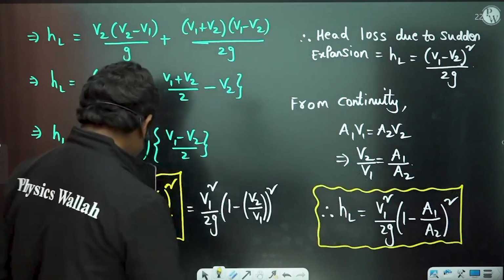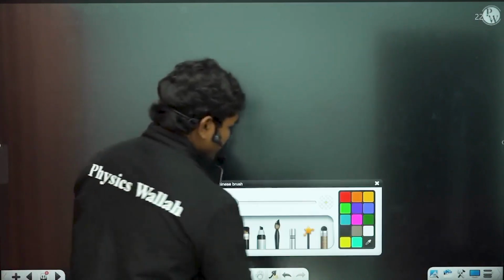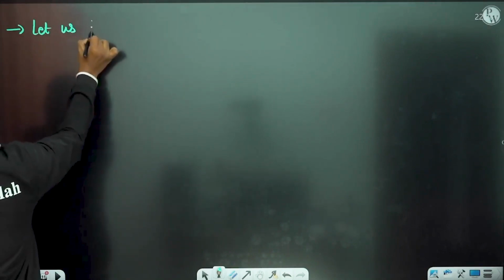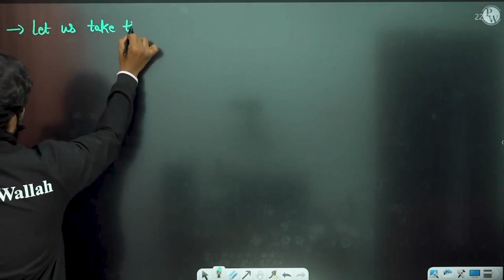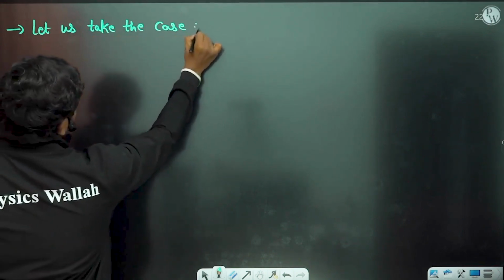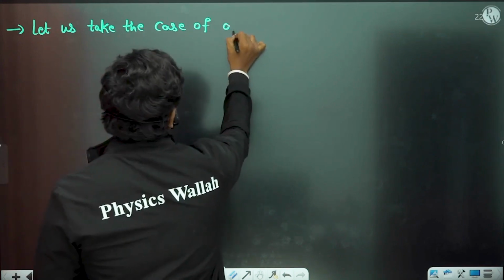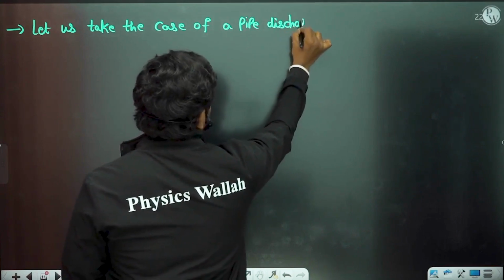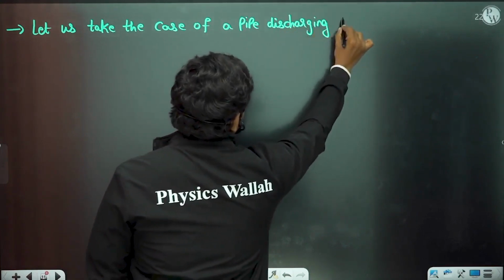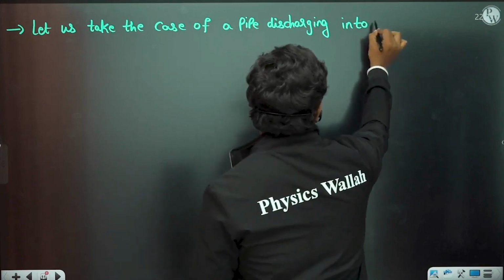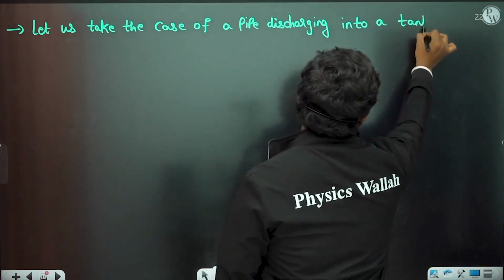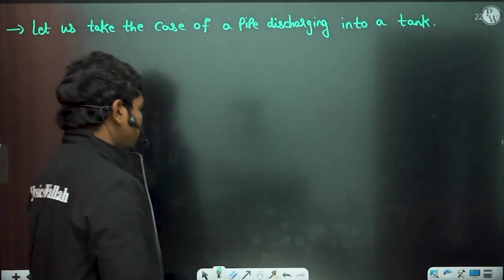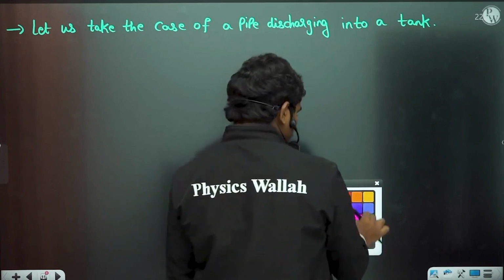Now I just want to give you one result here. Let us take the case of a pipe discharging into a tank. Let us suppose a pipe discharging into a tank, for example. In that case, let us see what happens. So you have one small pipe.